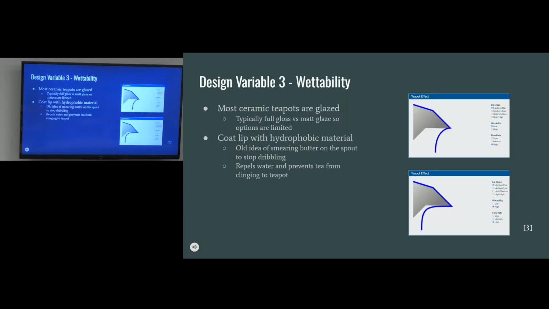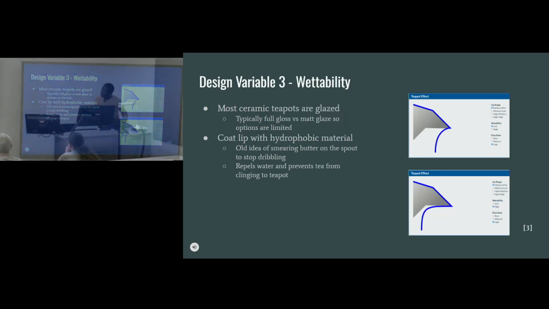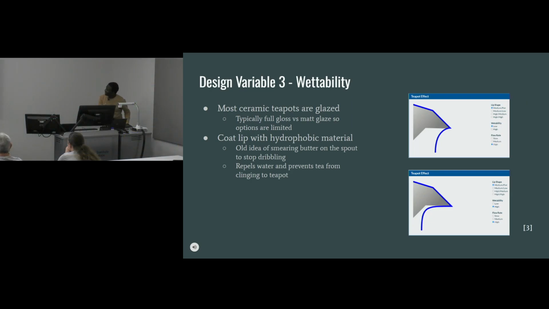I didn't exactly understand what's going on here. Third design variable to reduce drop formation is wettability. Is that fluid coming out of the ceramic spout? Most teapots are glazed, typically a full gloss glaze versus a matte glaze, so options are limited here.